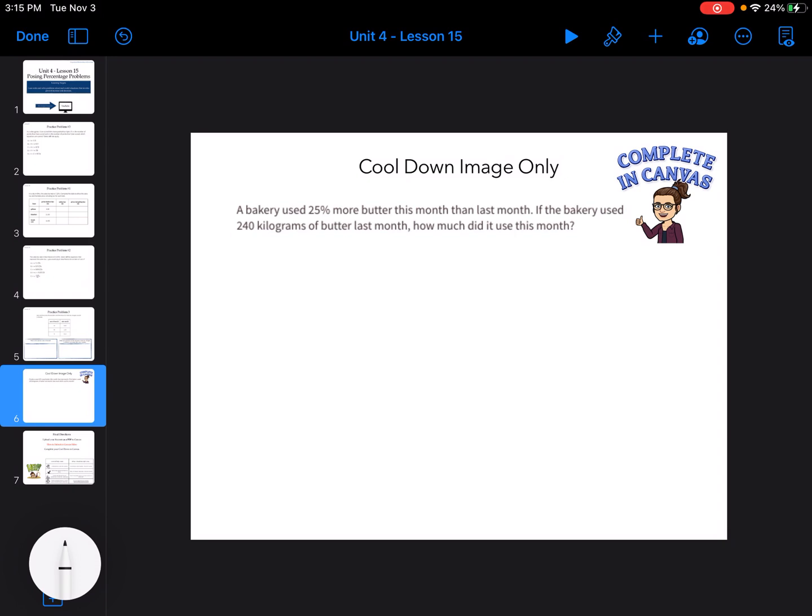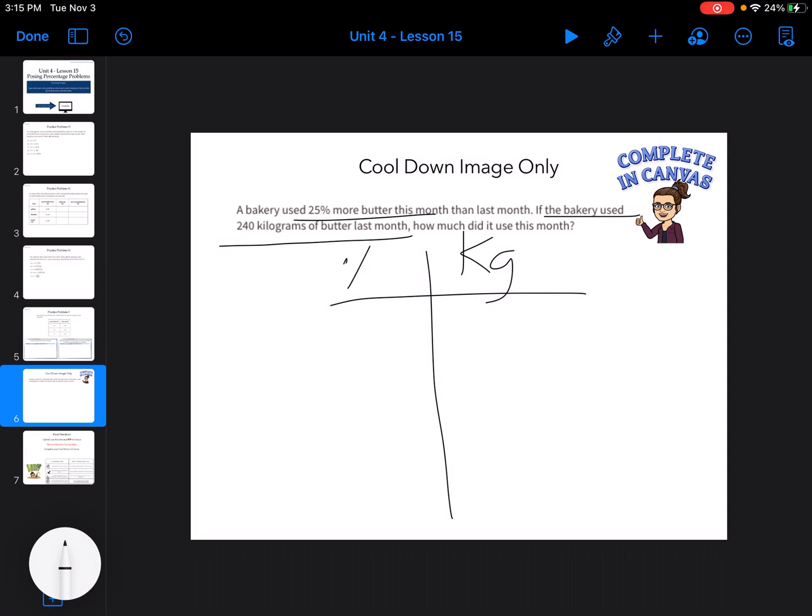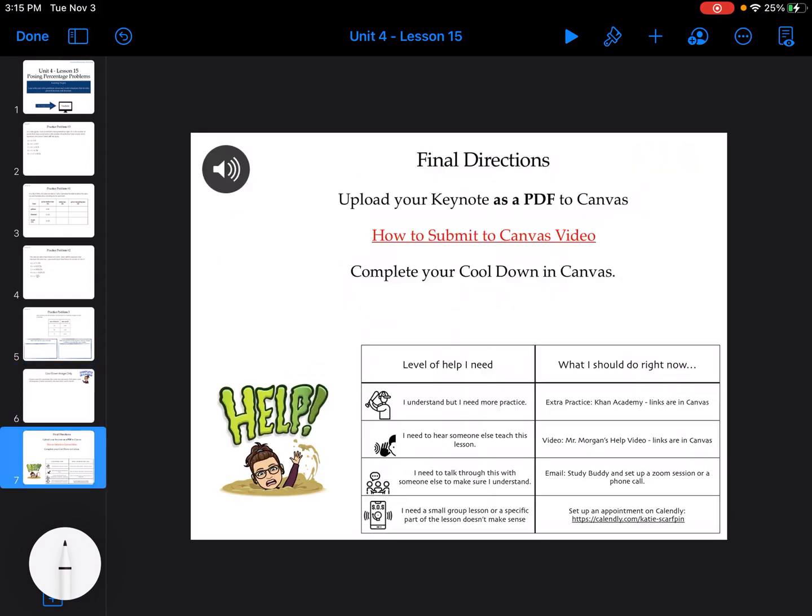So our cool down is a bakery uses 25% more butter this month than last month. It says if the bakery used 240 kilograms of butter last month, how much did it use this month? So 240 would be 100%, 25% more would be 125. So I need you to figure out what that's going to be.